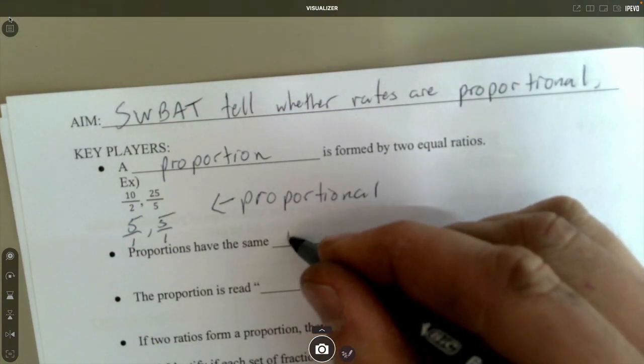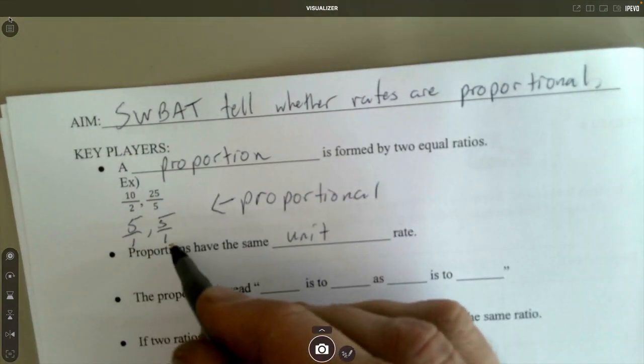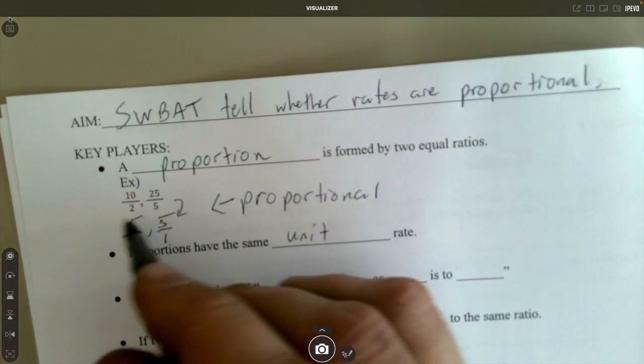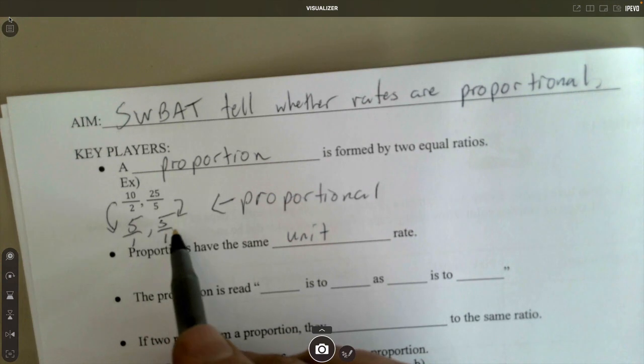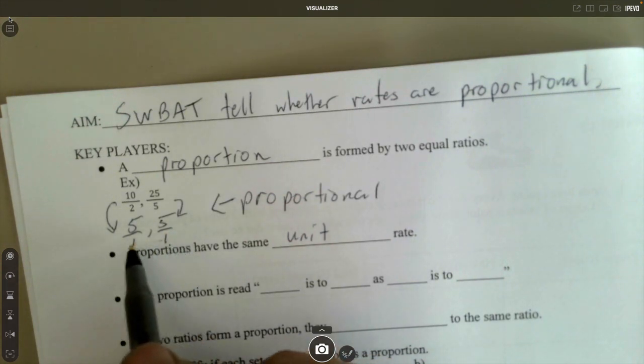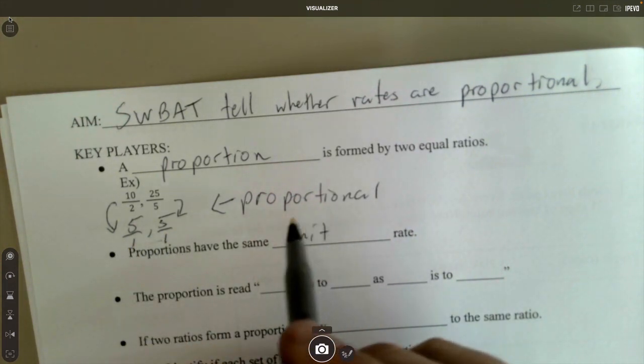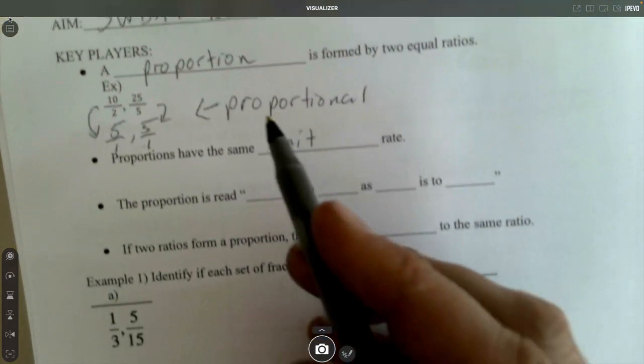Proportions always have the same unit rate. So notice how when you simplify them, they kind of look like a unit rate. They have 1 on the bottom. They always will have the same unit rate if they're proportional.